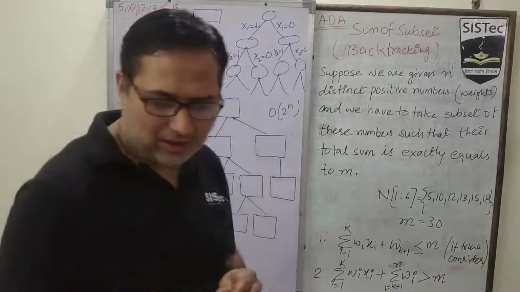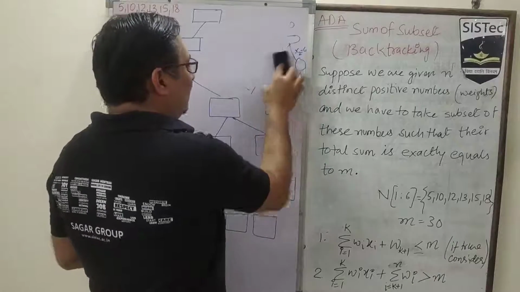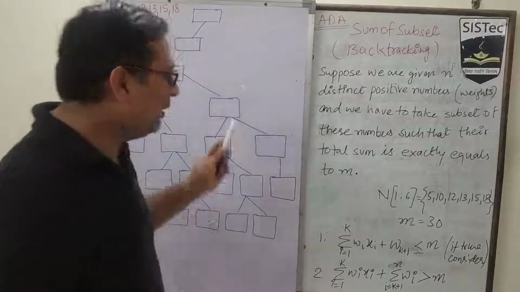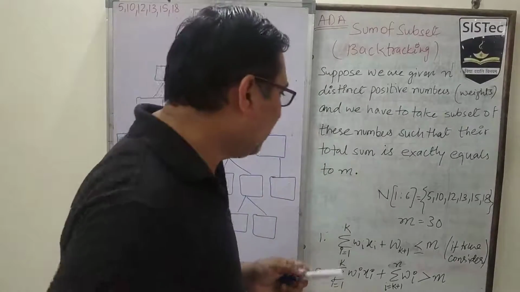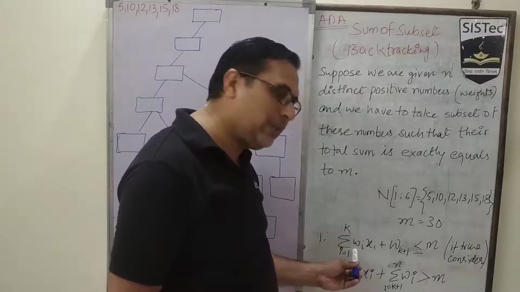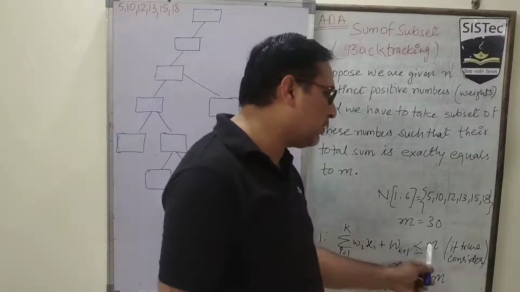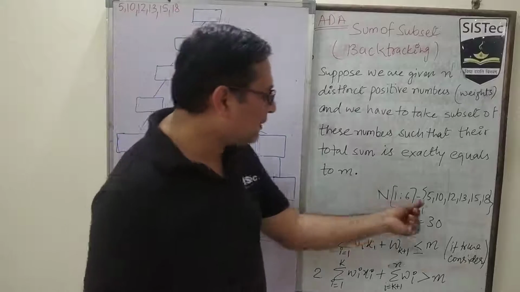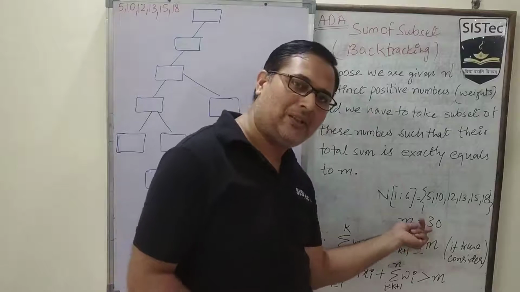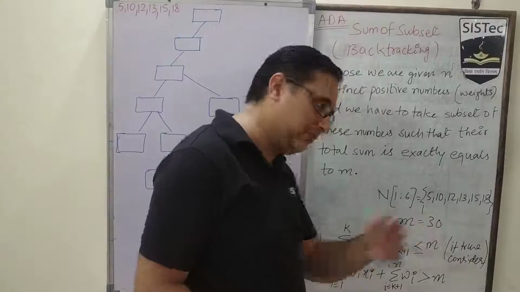Now we'll see how backtracking, by applying a bounding function, can reduce this 2 to the power n complexity. First of all, let's see what the bounding function will be. Here the bounding function is: the sum of weights considered plus the next weight should be less than or equal to m. It means, suppose we have considered the first object, the weight is 5. 5 is less than or equal to 30. So we will select as long as this sum is less than or equal to 30.